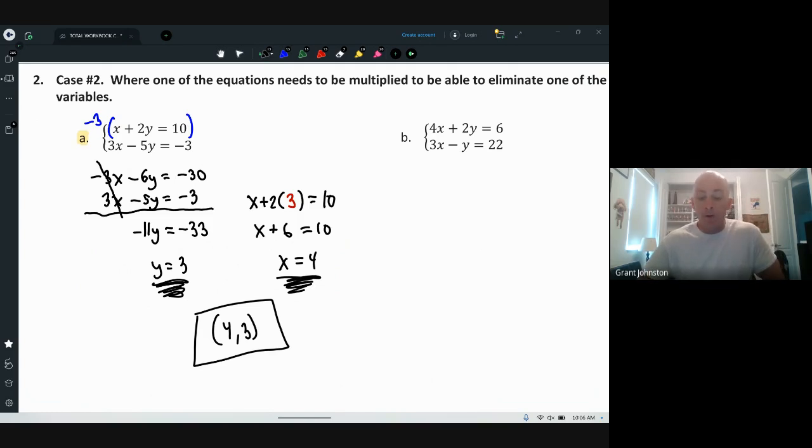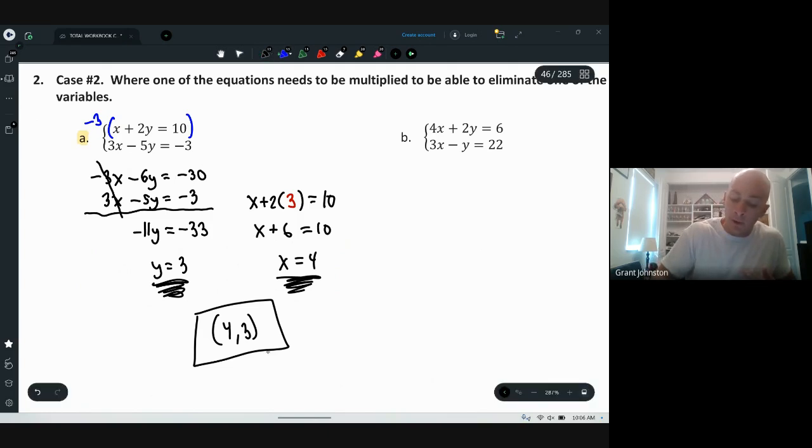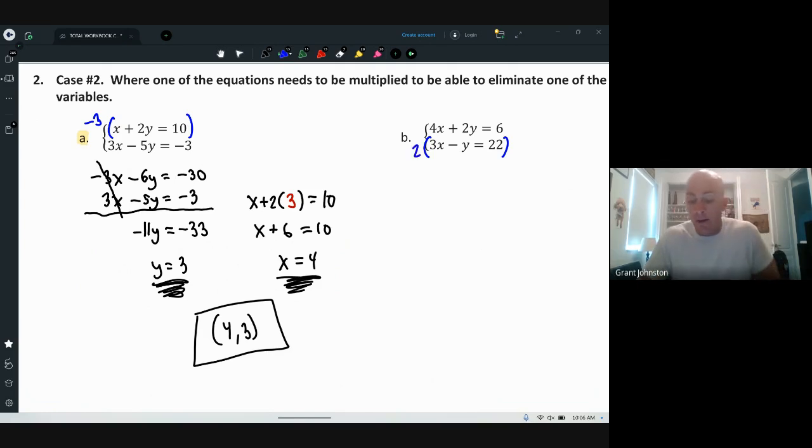Okay. So for B, I'll just give you a hint. You'll probably want to multiply this equation by 2, because then you'll have a negative 2y, which will eliminate with the 2y, and then you can solve for x from there.